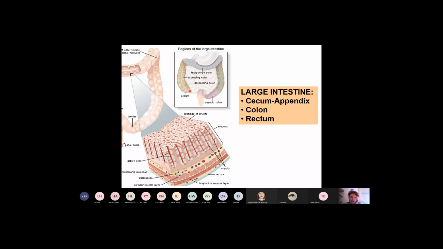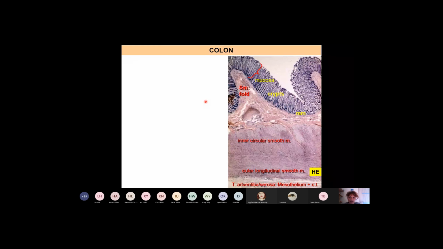which is composed of the cecum, ascending colon, transverse colon, descending colon, sigmoid colon, and at the end we have the rectum. But histologically, the large intestine is quite uniform, so we do not have differences between the different types. Only in the rectum we have special areas. At the end of the lecture I will also speak about the rectum. But how does the large intestine, so the colon, look like? You can see here in this picture.